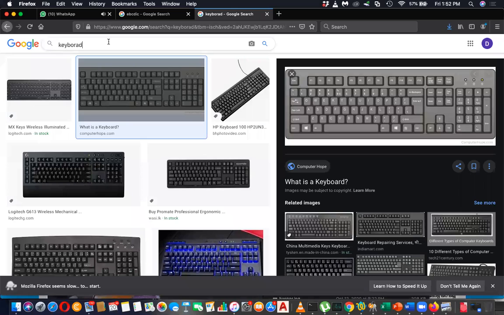So let's try a virtual computer keyboard. I'm not sure whether it is available. Let's see, virtual computer keyboard.